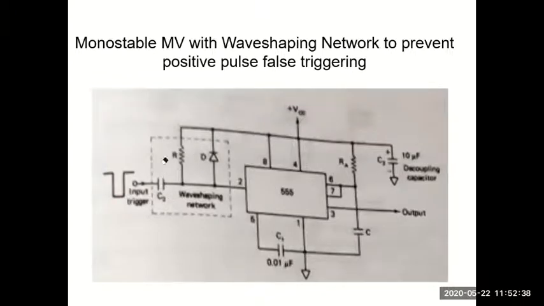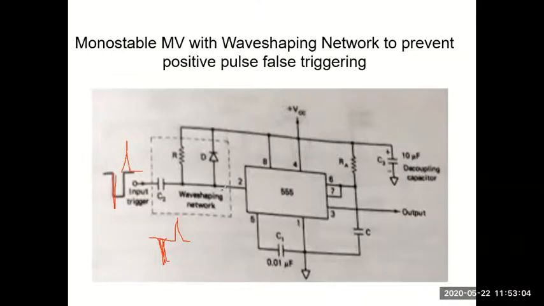You will choose R and C values in such a way that, if at all you get an opportunity to do this in the lab, you will see that the differential of a pulse signal will be something like this. For negative edge, it will generate a negative spike. For positive going edge, it will generate a positive spike.